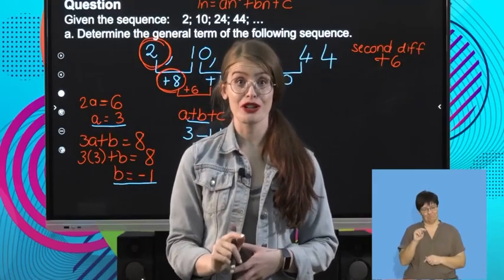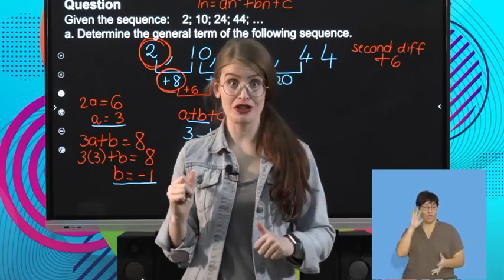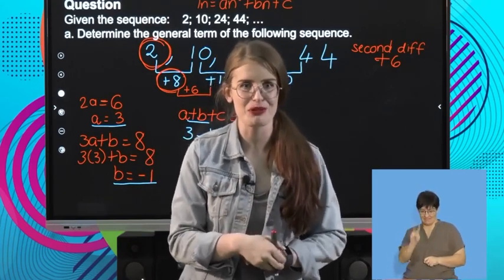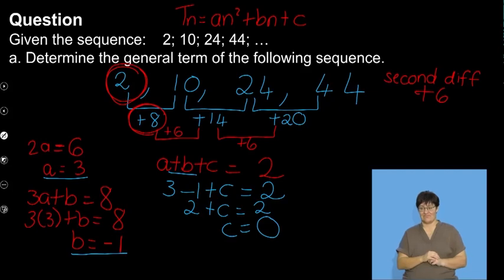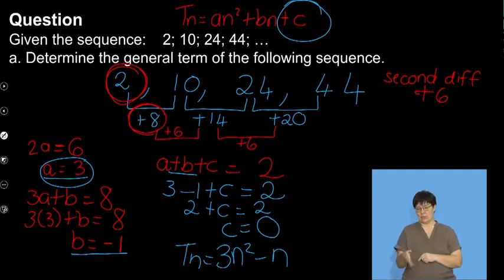I need to conclude in the general form of the formula. So let's conclude the general form for this specific quadratic sequence. Please turn to the board with me. It's going to be Tn is equal to 3n squared, because that's my a value, minus n, and I'm not going to have a c value. So normally we have a plus c, but it's just going to be 3n squared minus n as the general form for the sequence because I do not have c.